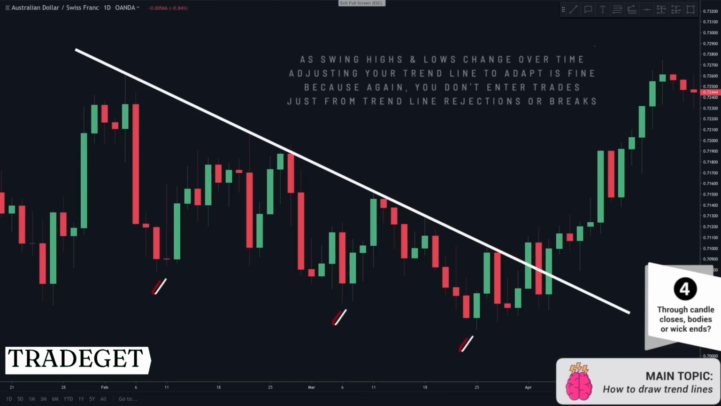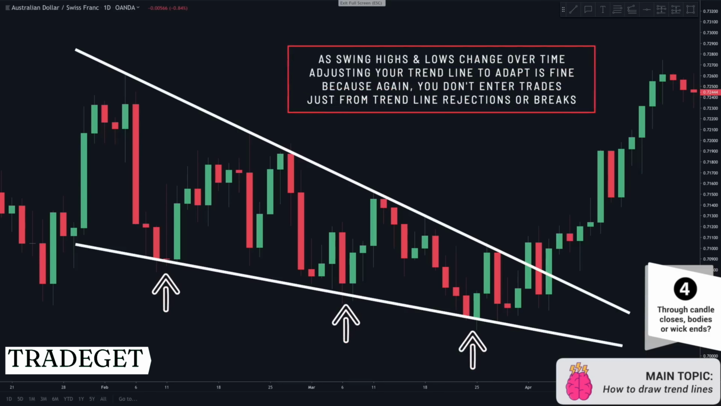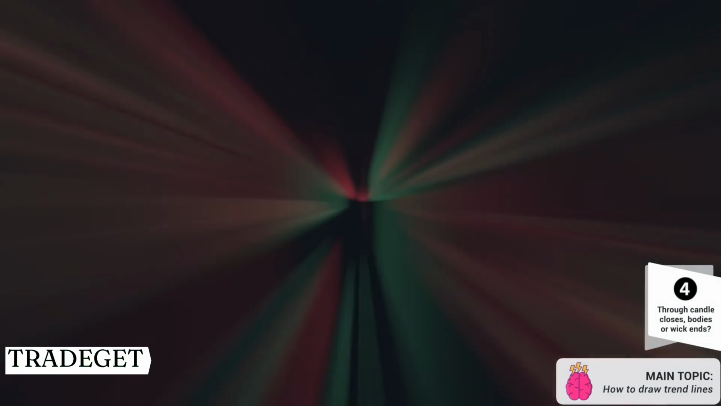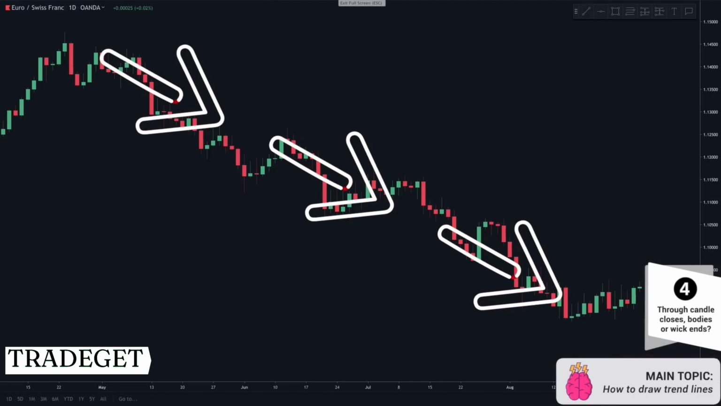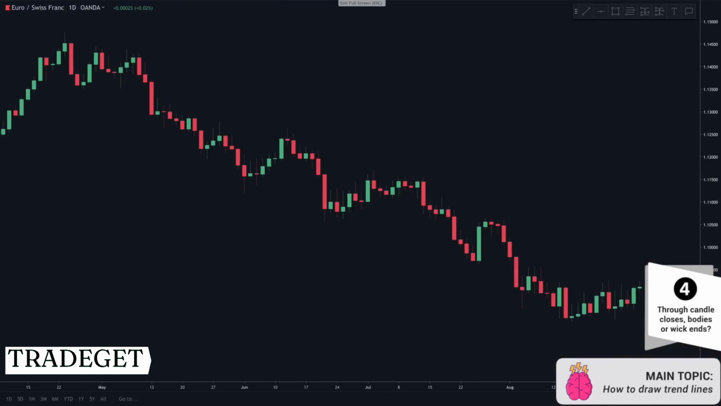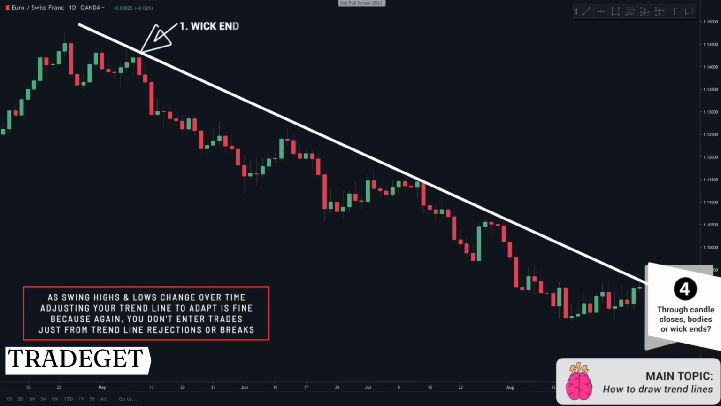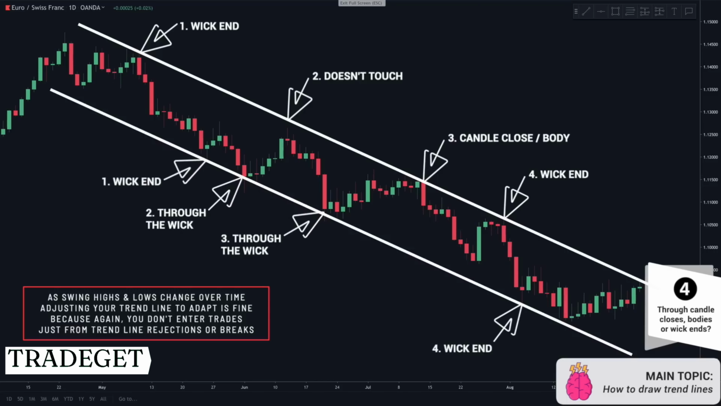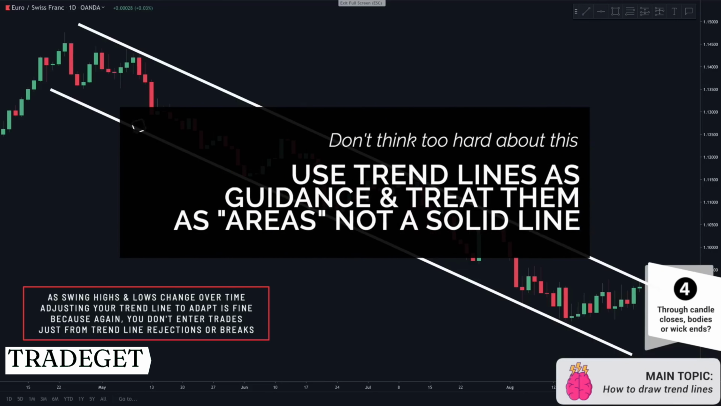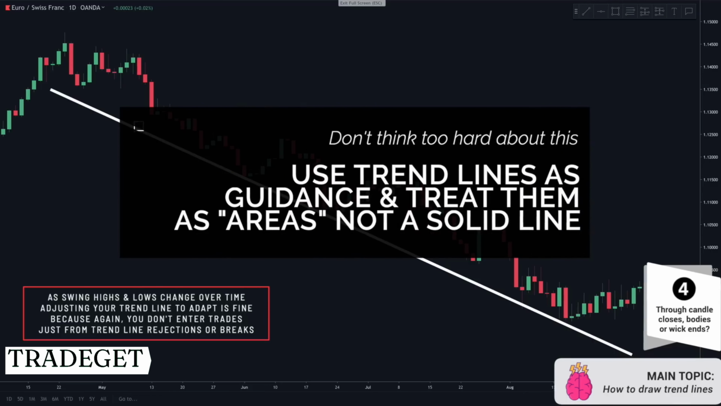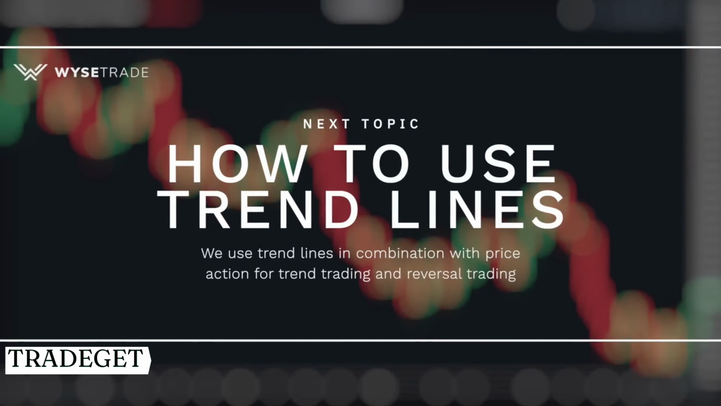So same along the bottom, our trend line would be placed like this, because that way we can hit all 3 points. So let's do this one more time. Here's your clear moving downtrend, and along the top, we would place our trend line like this. Again, wick end, doesn't touch, candle close, wick end. And along the bottom, we would place our trend line like this. So don't think too hard about this, because again, we use trend lines as guidance and treat them as areas, not a solid line.